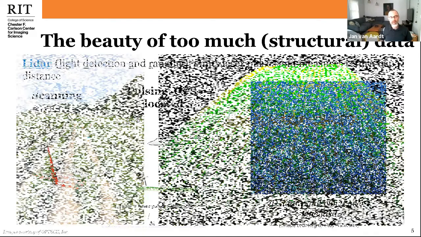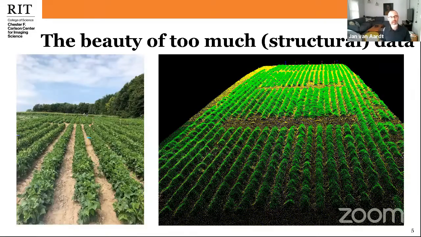Here is an example of our snap bean field in Ithaca, New York, by Cornell's research station. You're looking at snap beans planted obviously in a row setup. And here you're seeing a LiDAR point cloud for that same field. And there's a lot of information I can extract. I'll give you one example. If you look at these point clouds and you facetize them, in other words, you just literally connect the three closest 3D points iteratively, you get a facetized 3D model on a per plant basis.